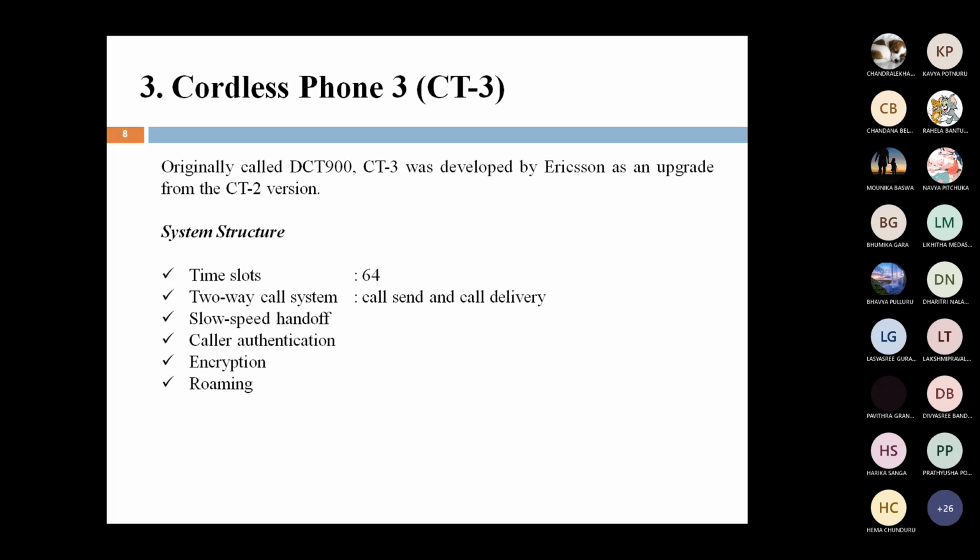Cordless Telephone 3, CT3, was originally called DCT 900, and it was developed by Ericsson. It is an upgraded version of CT2. The system structure of Cordless Telephone 3: the number of channels is 64, and a two-way call system is available. A diversity technique is available, slow handoff is available, and caller authentication is available. Encryption, roaming, and many other features are available in Cordless Telephone 3.